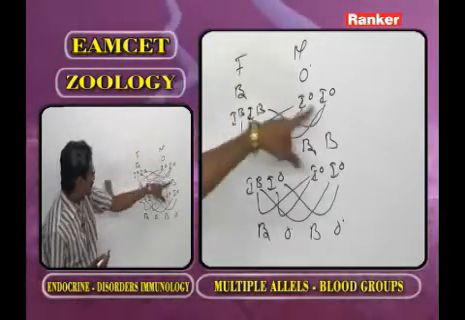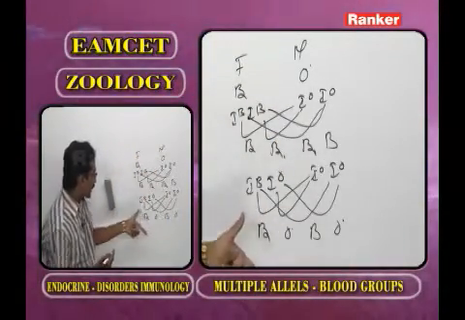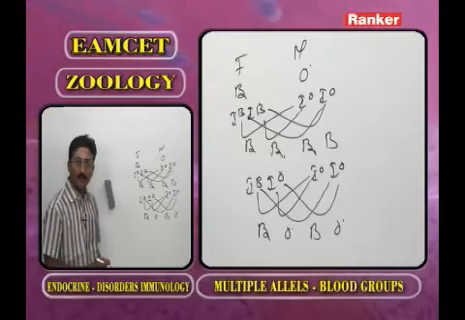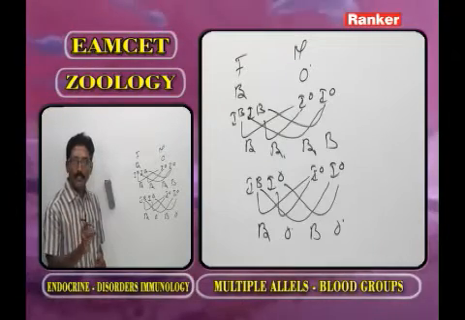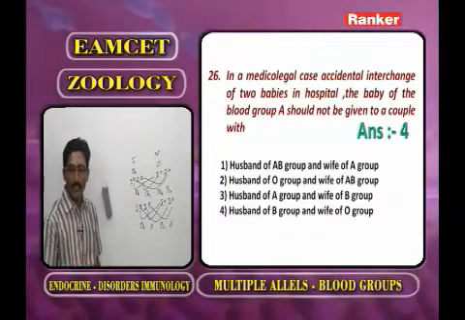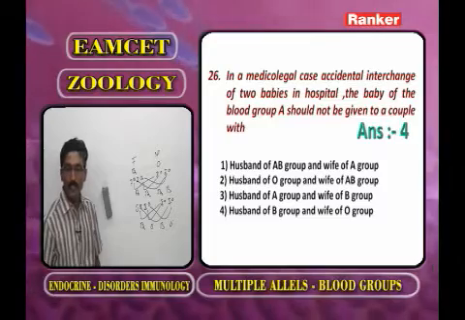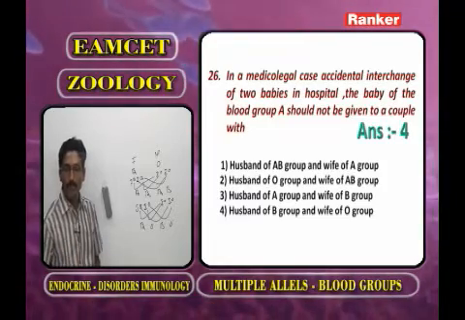Now as we observe the cross, anywhere we should not get the A. So such a baby is not given to what type of parents? Father B blood group and mother O blood group. Next question.